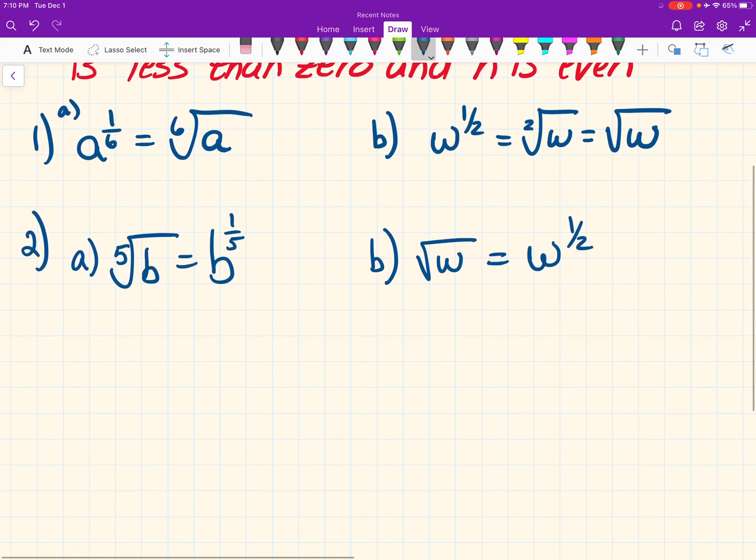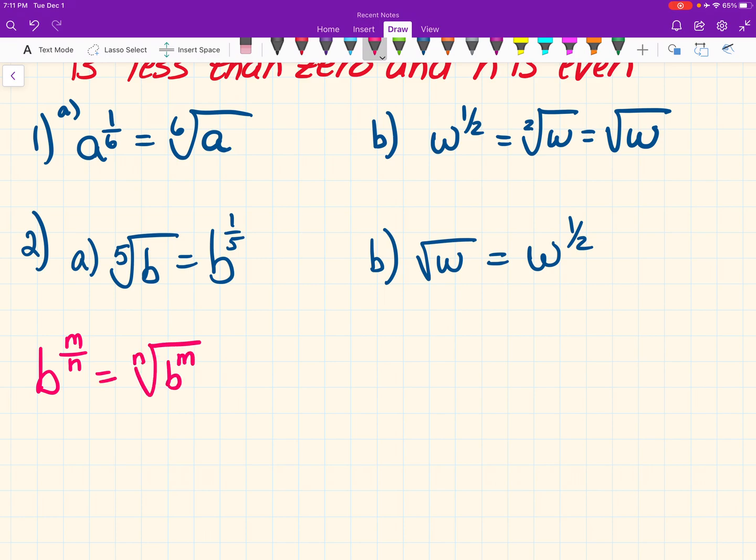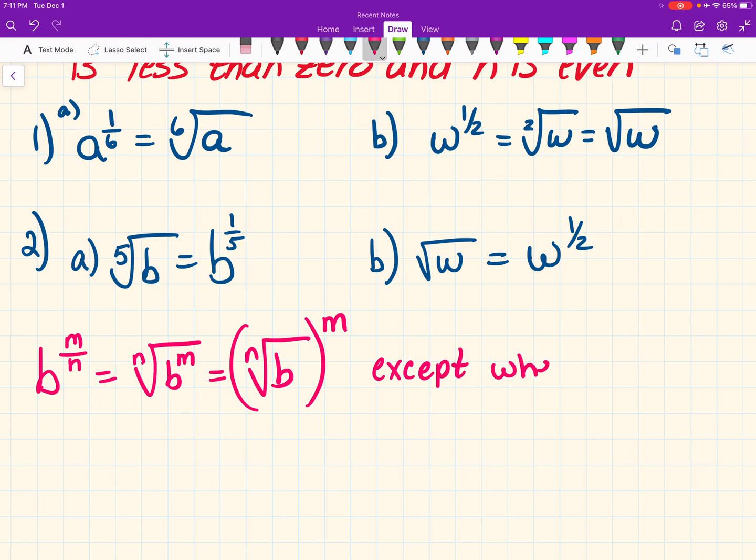Now, for those of you, again, who are using the pre-printed notes, it says b to the m over, that should be m over n. Let me change that to m over n, is going to equal the nth root of b to the m, fill in that blank, I missed that, or you could do it this way. Either way is correct, okay? And again, you'll see, except when b is less than 0 and n is even, then we're talking about imaginary numbers, okay? And we'll do that in a minute.